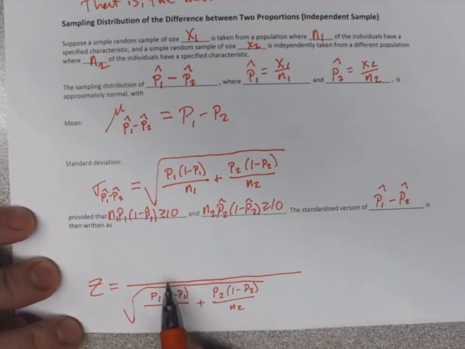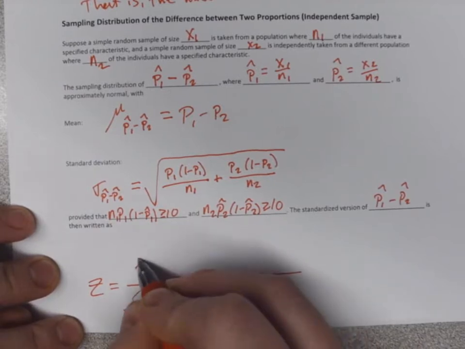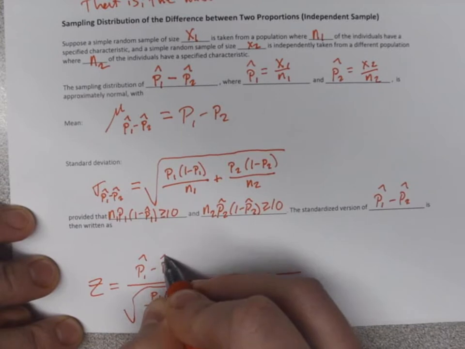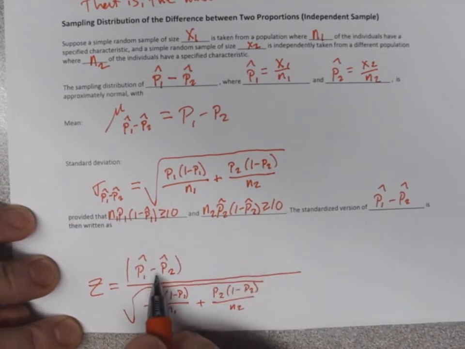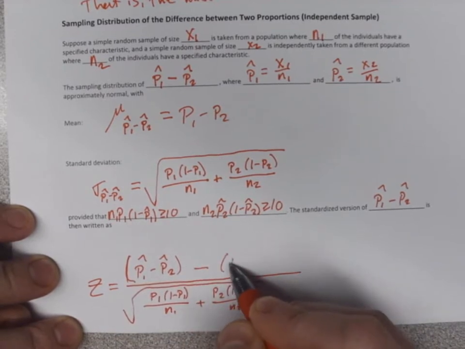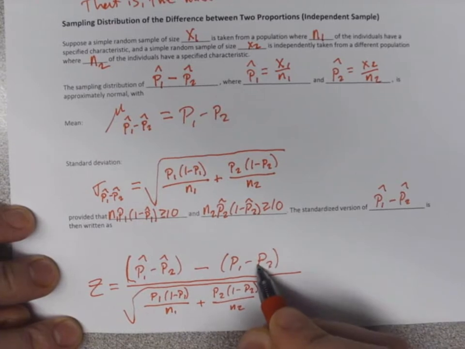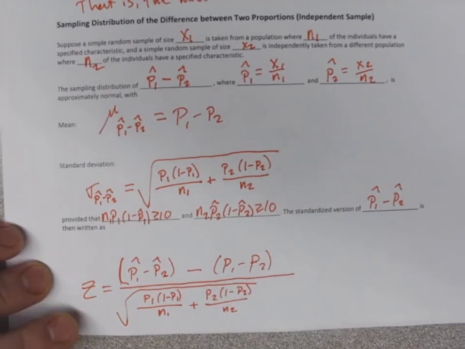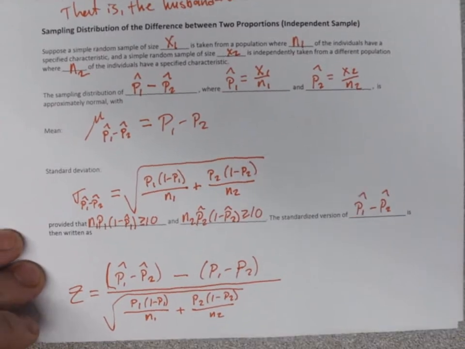And then on the top, it's the same thing as before, except now we have two terms. It was p hat minus p. Now it's p1 hat minus p2 hat, whereas before this was just p hat. And minus then p1 minus p2, whereas before this was just p. So it's just an extension on what we've done already. All right, so pause the video if you need to do that. I'm going to go ahead and go on.